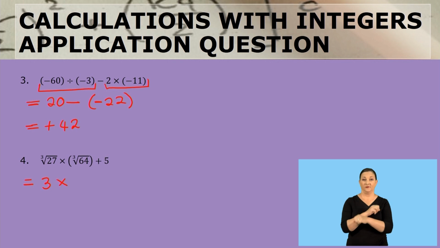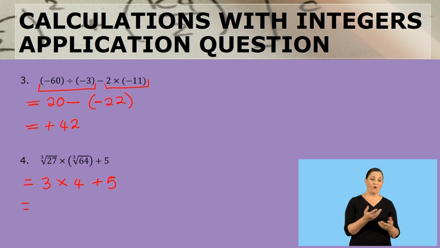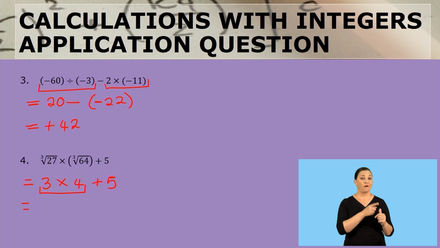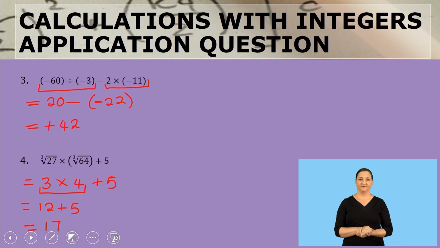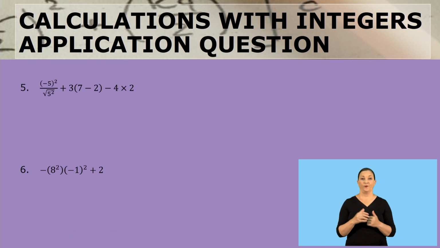We are going to multiply that with the cube root of 64. If you have 4 as your answer, then you are absolutely correct. And remember, because we are working on either sides of the addition or subtraction, that means that we are going to start with those two integers, and that is going to be two positive numbers that are being multiplied. That is a positive answer. So a positive 3 multiplied by a positive 4, that is a positive 12. When we add the 5, that is going to be a positive 17. Let's look at the next one.